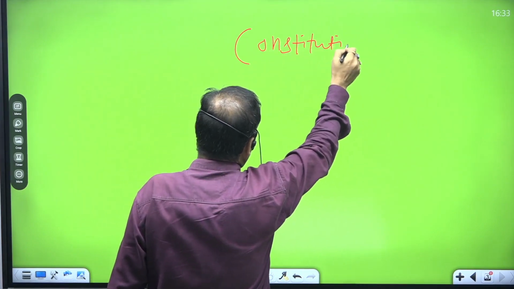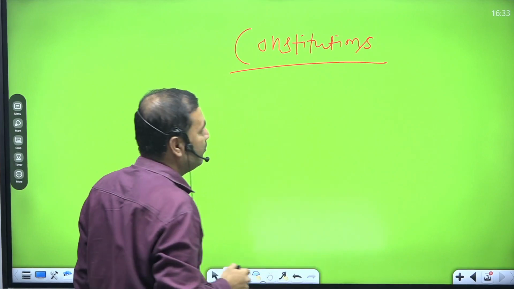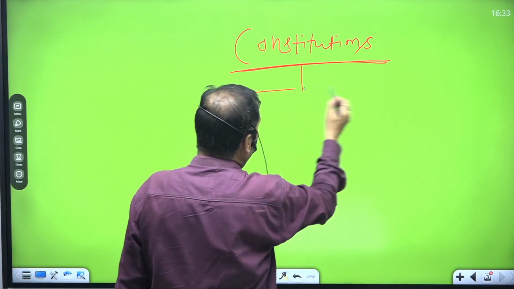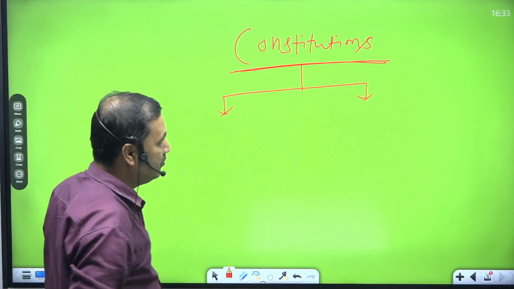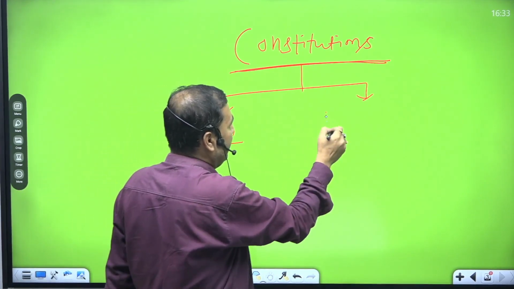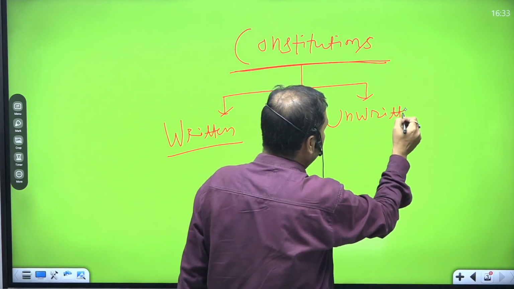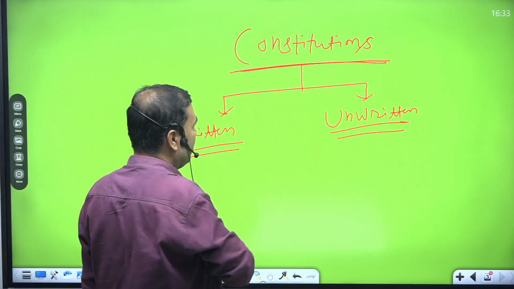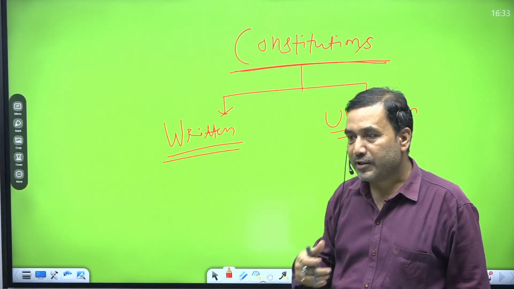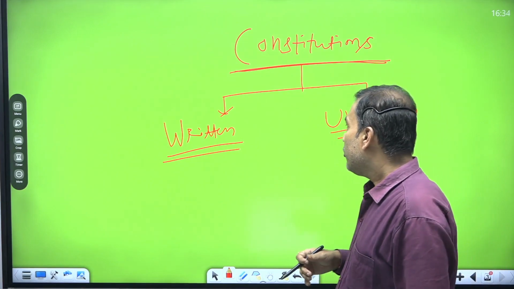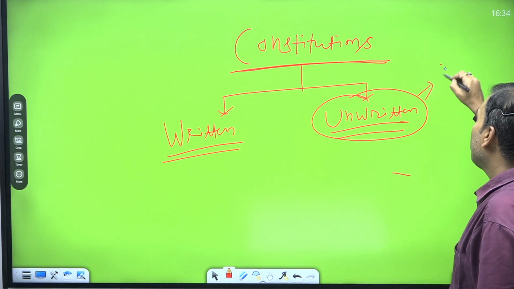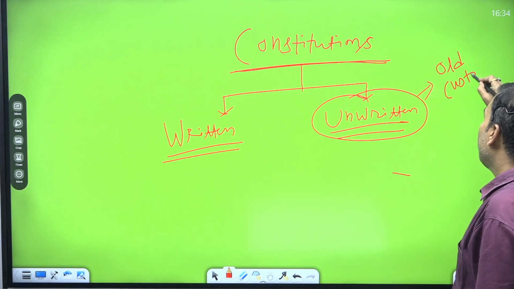Constitution. There are two types, two forms of the constitution: written and unwritten. What are the basic differences between written and unwritten? Why is it called an unwritten constitution? Because those constitutions are based on old customs, built on old customs.